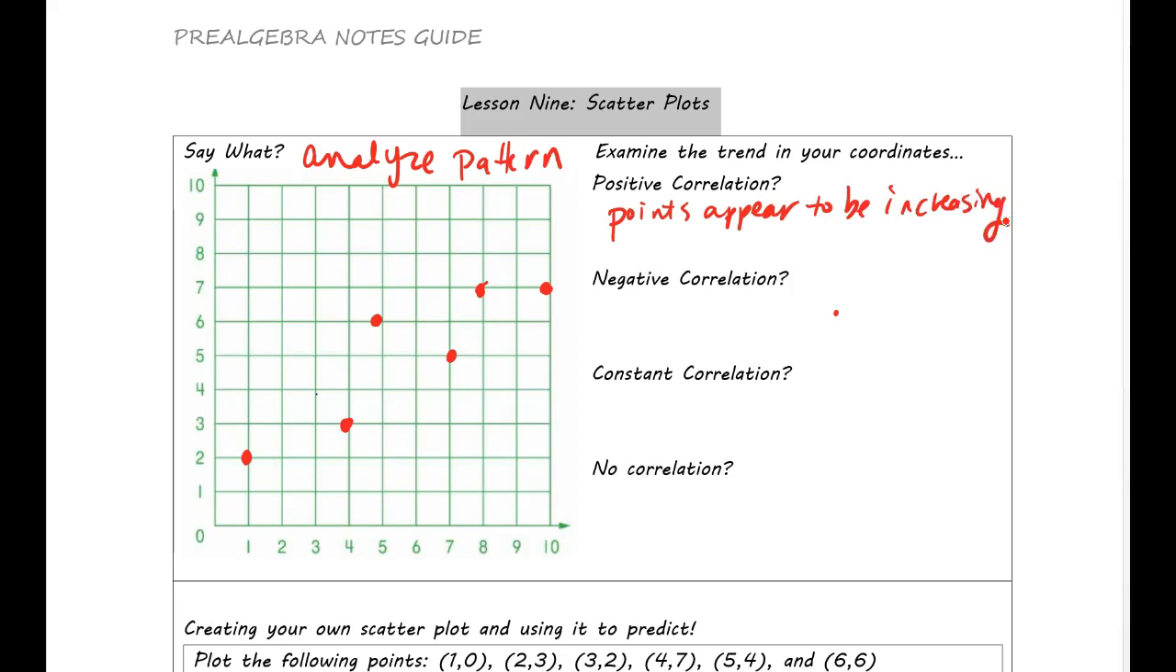Now, a negative correlation, you might guess it, is going to be the exact opposite of this one. So I'm going to do this in blue, and I'm going to put points appear to be, what would be the opposite? Decreasing. Points appear to be decreasing. Okay, and so to draw a few dots that do that, I'm just going to make a few random points. I'm not going to make them in a line. There we go, and they all appear to be going down.